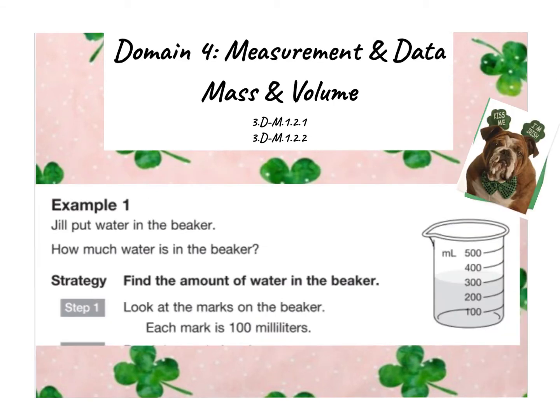So Jill put water in the beaker. How much water is in the beaker? This is a way we can measure. I'm sure some of you have done this in science class as well. You take a look and see where it ends, and right here you can see that it is filled up to the 300, and so we say 300 what? 300 milliliters. So to find the amount of water in the beaker, we would say there is 300 milliliters of water in the beaker.